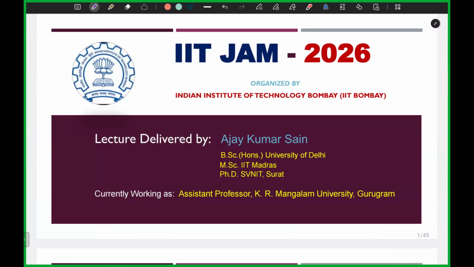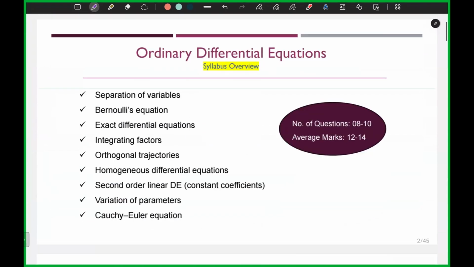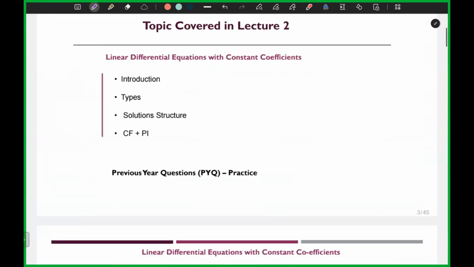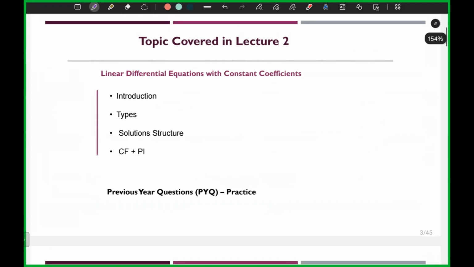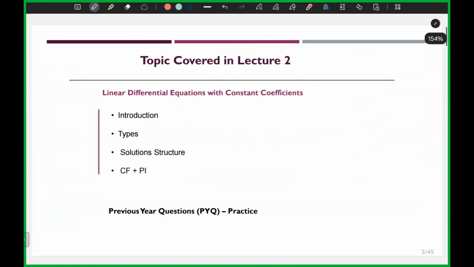So, today we will deal with a linear differential equation with constant coefficients. So, we will have an introduction. What are its types, like homogeneous and non-homogeneous types? Then we will discuss its solution structure, like the complementary function and particular integral part while solving the linear differential equations.